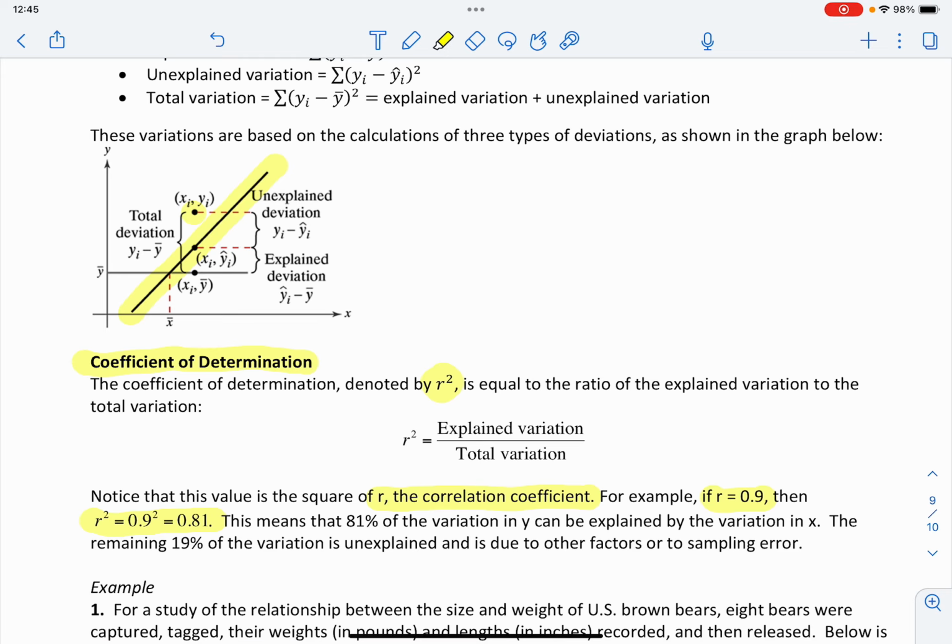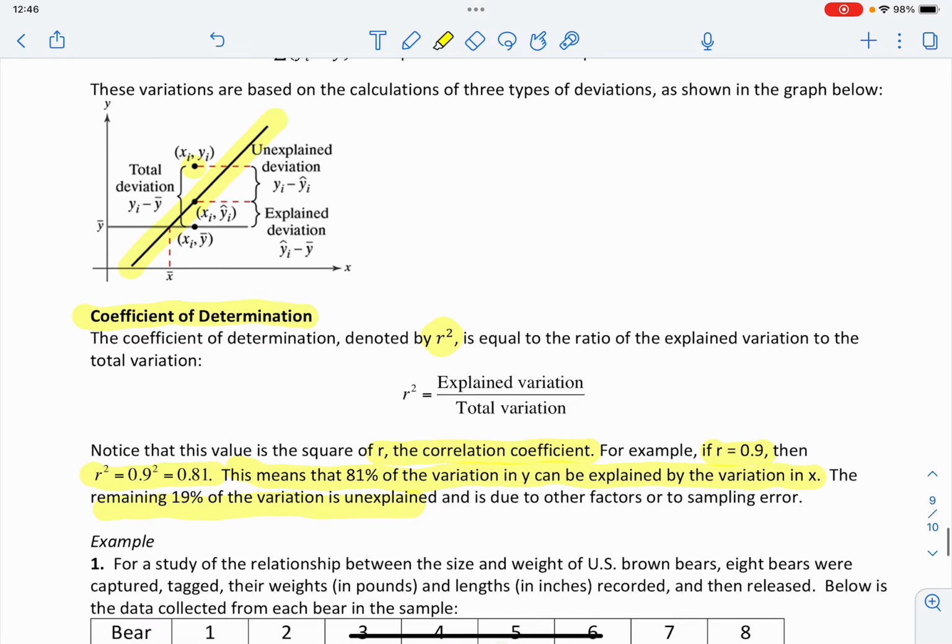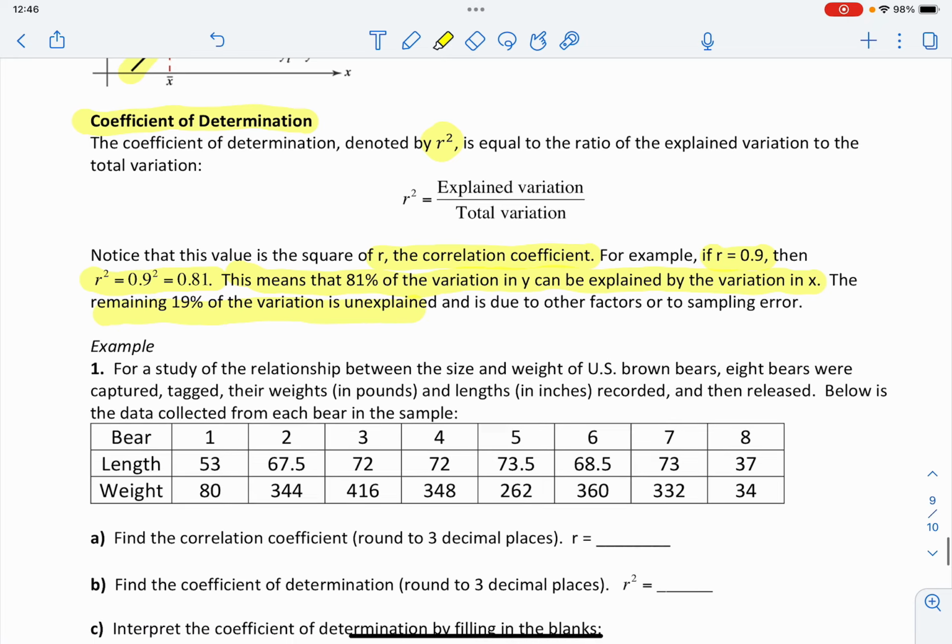And so that next statement is the key to that. So this means that 81% of the variation in y can be explained by x, meaning that x is doing a pretty good job of explaining y. There is a 19% of the variation that is unexplained due to other factors. But it looks like x is the major piece of the explanation. Okay, so let's put this all in an example, and that would help.